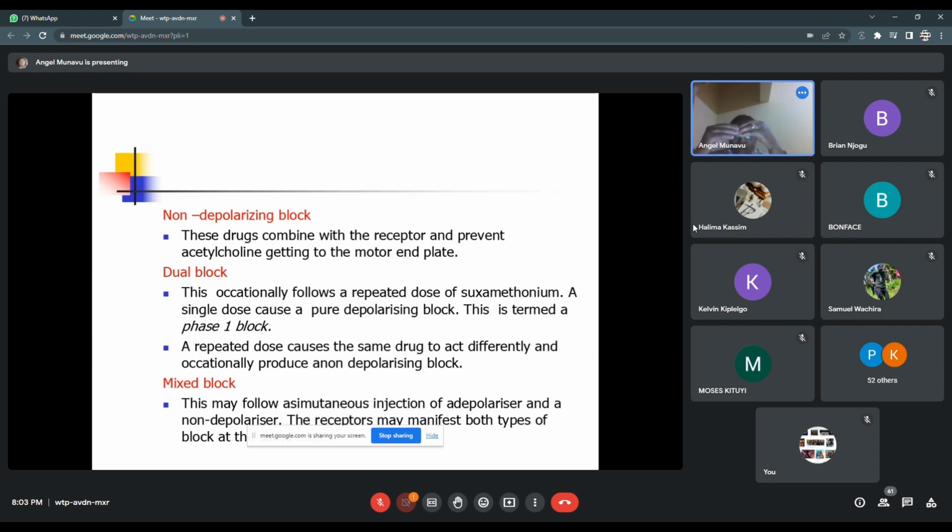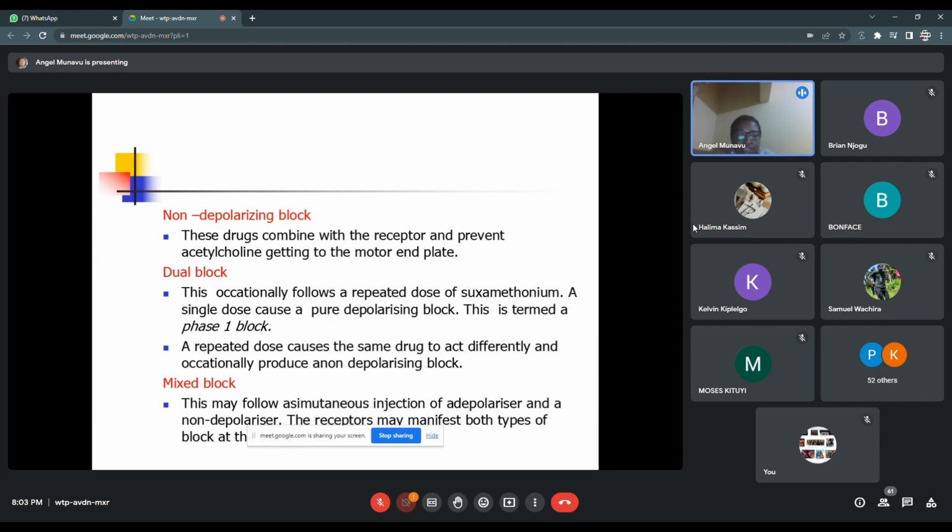So you have a phase 2 block. When you give one dose, you call it a phase 1 block. But when you repeat doses, the same drug acts differently and produces a non-depolarizing block, meaning that it stays longer in those receptors.